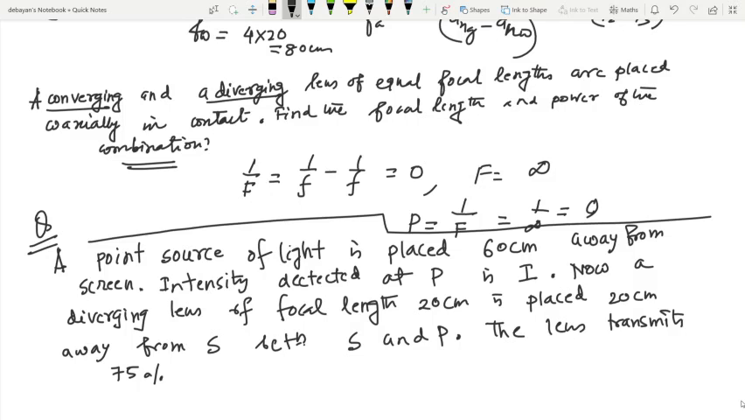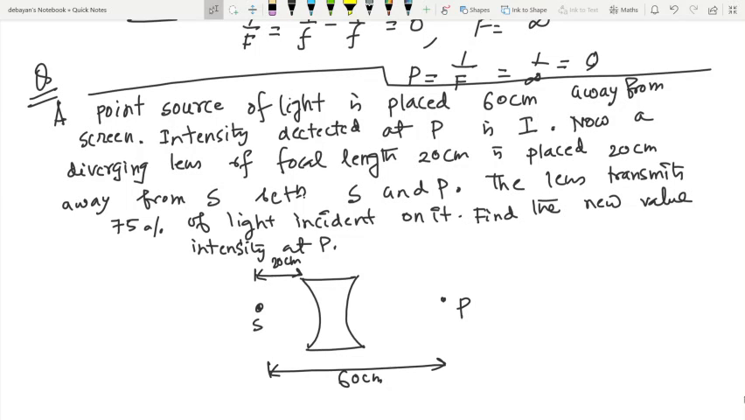Say this is S, this is P, this is 60 centimeter, and that is 20 centimeter. Think of that and tell me the answer if you can.